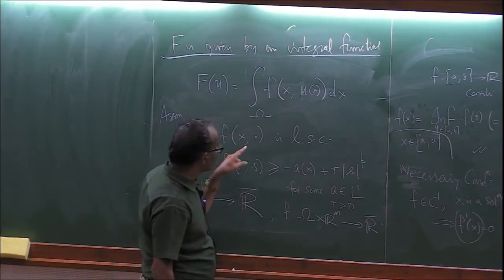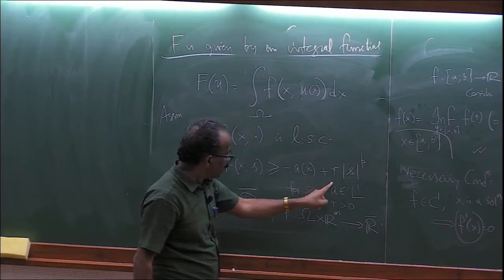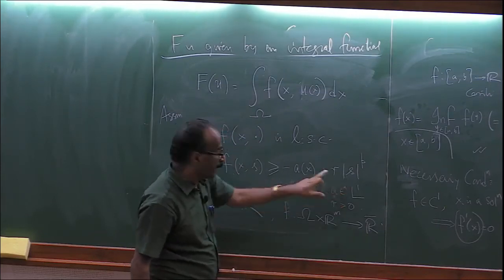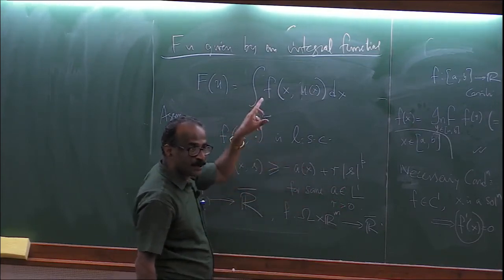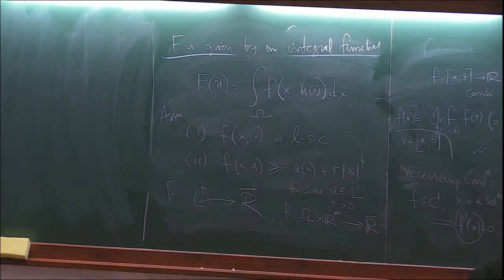This is about the lower semi-continuity with respect to the second variable, and then there is a lower growth. There is a growth here. This is only from the lower side, lower semi-continuity, so you get lower. If you want to have continuity, you may need the other way. So you may need the bounds from the other direction also.